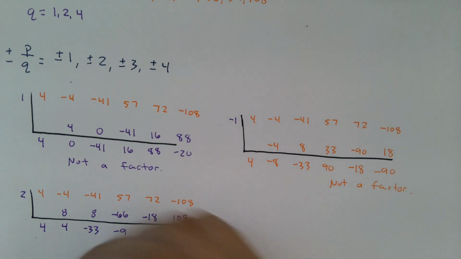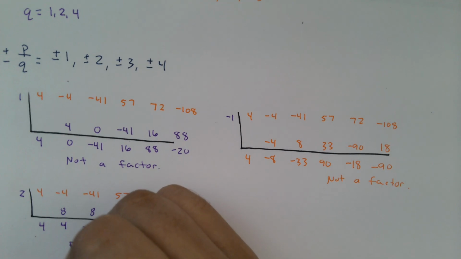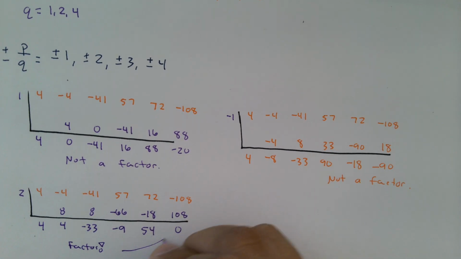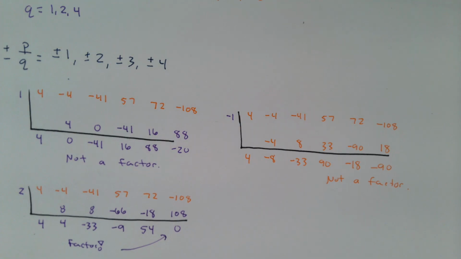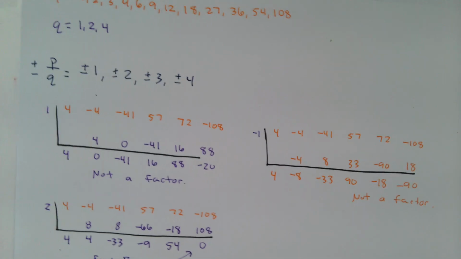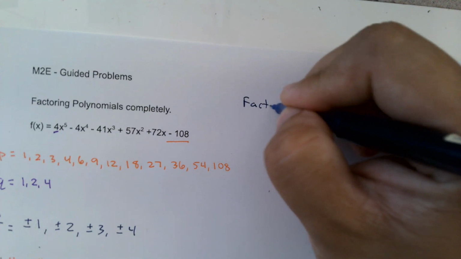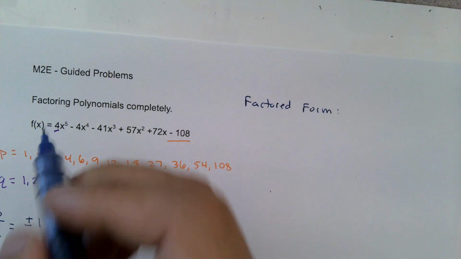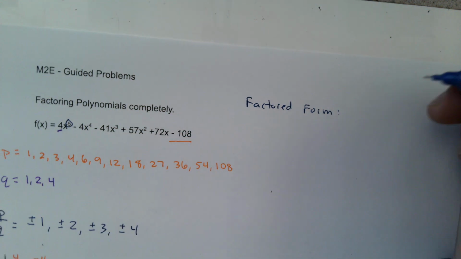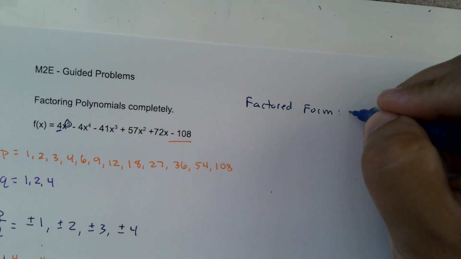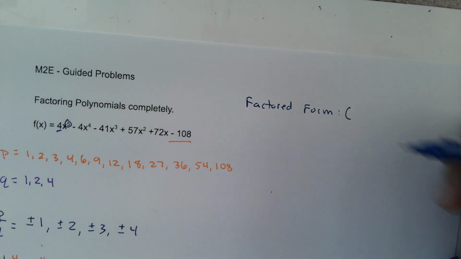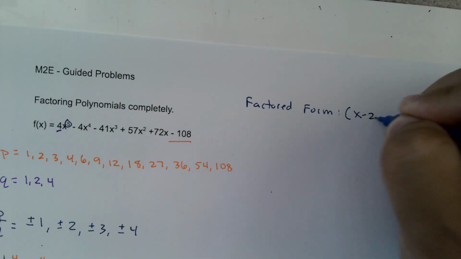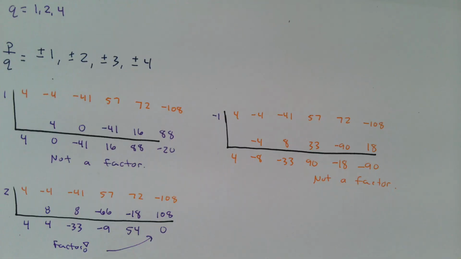We found our first factor. Woohoo! Because that equals 0. Keep track of your factors. Keep track of every single one. So, factored form. Now, the degree is 5. How many factors in total will there be? If you said 5, good job. Our first one is x minus 2.